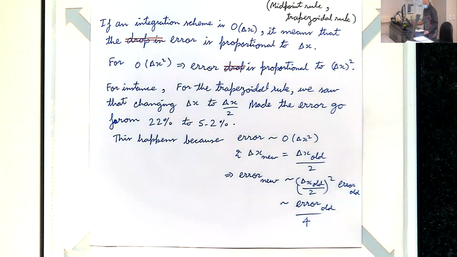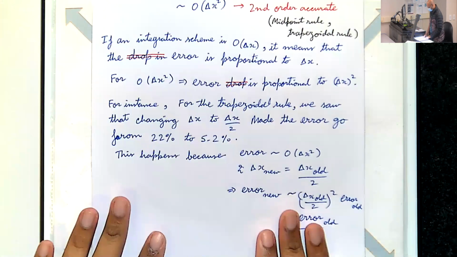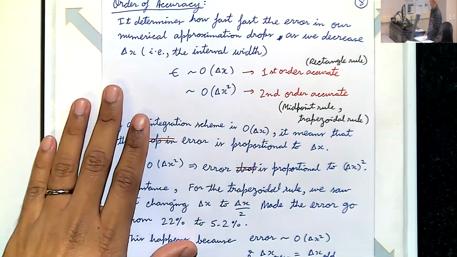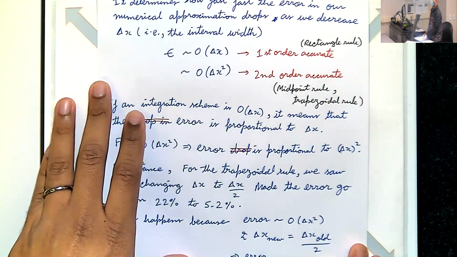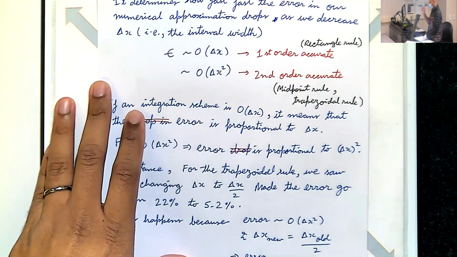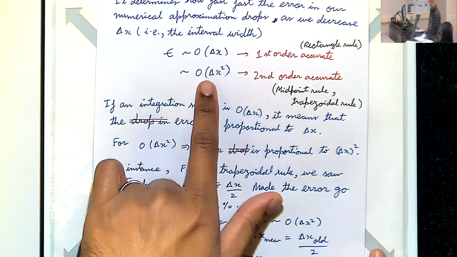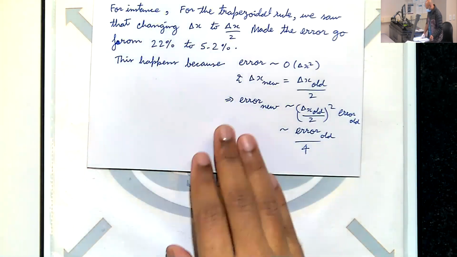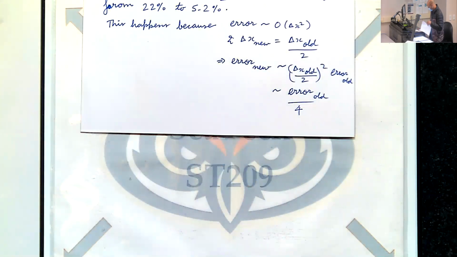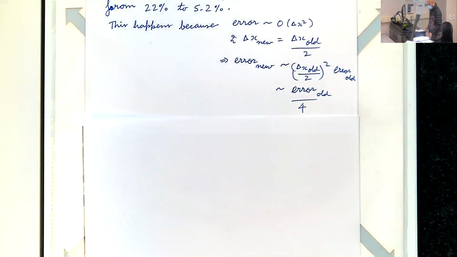Okay, so yeah, Simpson's rule is third order accurate. I have to double check, but I think Simpson's rule is third order accurate. You can ask Wikipedia, it'll tell you. Okay.